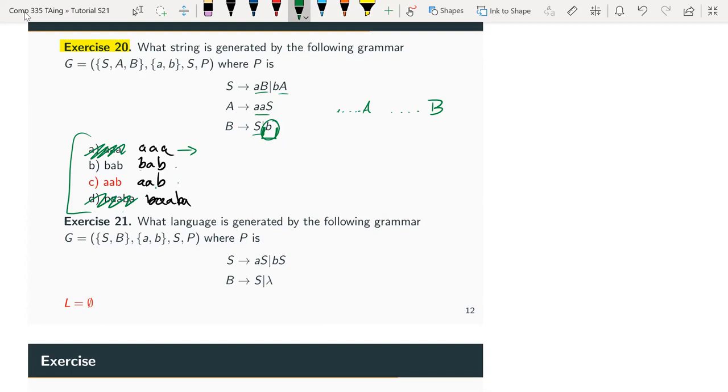So then at that point, I can't really tell that quickly. To be honest, what I would have done is I would have started with this one, BAB. I would have said S is replaced by BA, because I want to generate BAB. Then I replace the A with AAS. And then already I see that I'm dead, right? This should have been a B, so it can't be this one either. So then it must be this string.